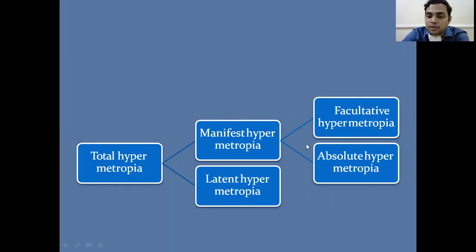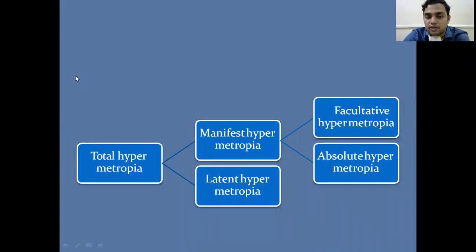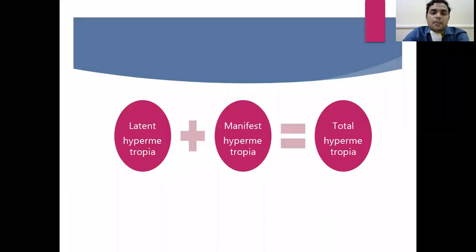This absolute hypermetropia is the only part of hypermetropia which is disclosed without putting any cycloplegic drugs. So in order to reveal the latent hypermetropia and facultative hypermetropia, we have to dilate the patient with cycloplegic drugs like atropine or cyclopentolate. So latent hypermetropia plus manifest hypermetropia is equal to total hypermetropia. This manifest hypermetropia is of two types, facultative hypermetropia and absolute hypermetropia.